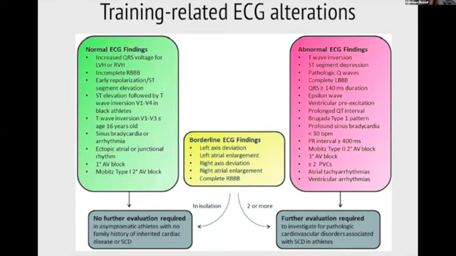Isolated increases in QRS amplitude are common in trained athletes, but QRS voltage criteria for LVH with any non-voltage criteria for pathologic LVH, like a strained pattern of repolarization, so ST segment depression, T-wave inversion, or pathologic Q waves, are abnormal and they require further evaluation. The borderline findings that are listed there, probably in isolation, don't represent any pathology in athletes, but the presence of 2 or more borderline findings may warrant additional investigations until further data becomes available.